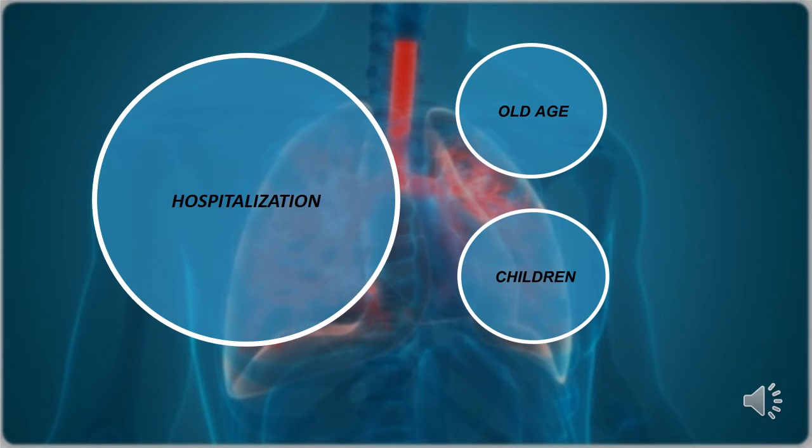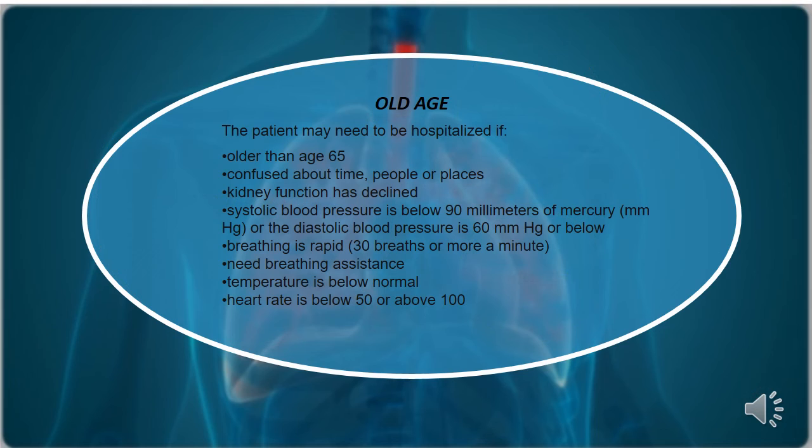Talking about hospitalization, there are things to consider with regards to patients having the need to be hospitalized, specifically children and old age. Under old age, the patient may need to be hospitalized if he or she is older than age 65, is confused about time, people, or places, the kidney function has declined, the systolic blood pressure is below 90 millimeters of mercury, or the diastolic blood pressure is 60 millimeters of mercury or below, if the breathing is rapid, such as 30 breaths or more a minute, needs breathing assistance, if the temperature is below normal, or the heart rate is below 50 or above 100.